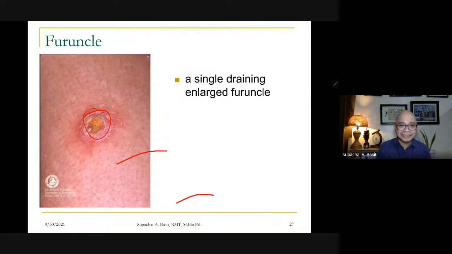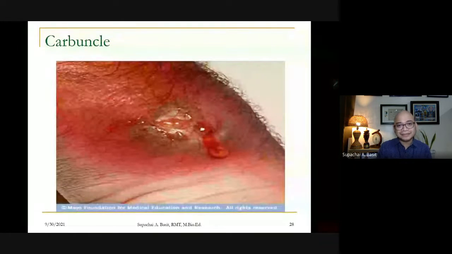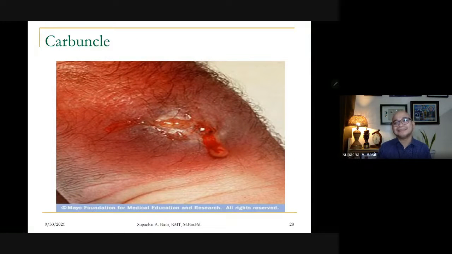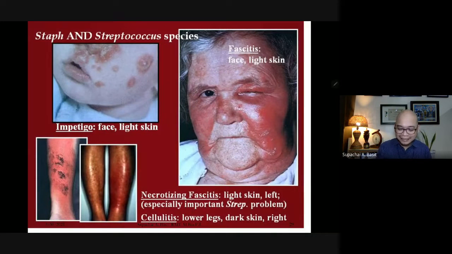So this is a single draining and large furuncle. Carbuncle is much deeper, yeah, much deeper, and there are sometimes even multiple lesions. And then this is an example of bullous impetigo. There's a pustule and there's a liquid.